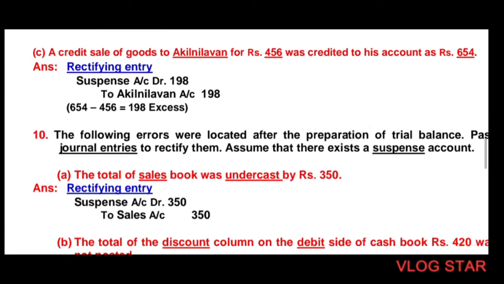Next question. A credit sale of goods to Akhil Nilavan, ₹456, was credited to his account as 654. So instead of 456, it has been written 654. It is an overcast. Normally, sale goes to Akhil Nilavan. What is the answer? Akhil Nilavan account debit to sales account. But because it is overcast, we have to write it on the opposite side. So the answer is suspense account debit to Akhil Nilavan account. Only the excess difference amount we have to write. ₹198. 654 minus 456. Understand? So whenever excess amount or extra amount is given, you have to write the opposite entry.